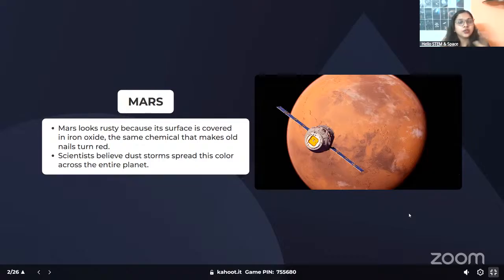Okay, and then you know that on Mars there are a lot of dust storms. This dust storm actually spreads this color. This is actually the rusted soil. It just spreads it across the planet, and that is why our entire Mars is looking like a red planet. Okay, so yes, I can see a very good start.